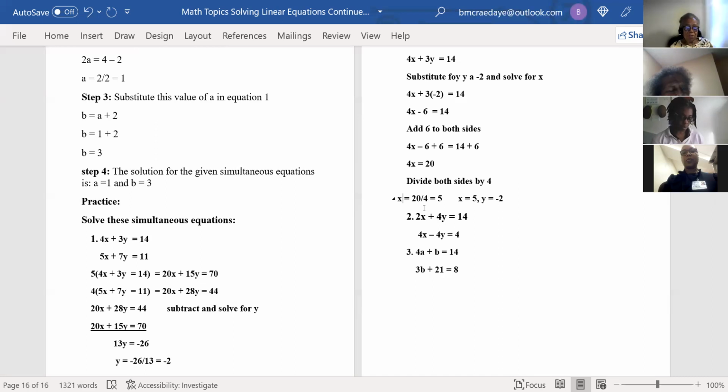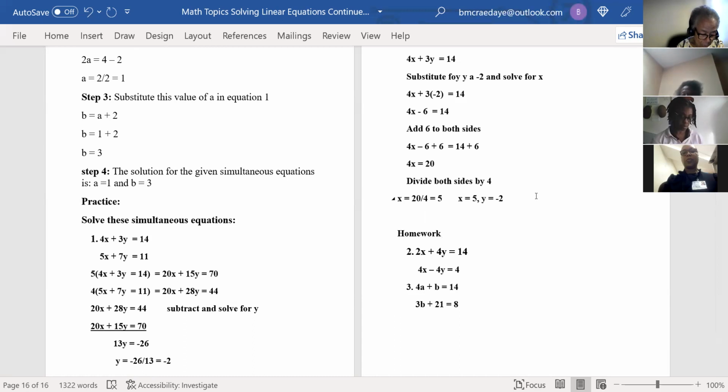Okay, homework, 2 simultaneous equations. These last 2 would be homework. Only 2, right?